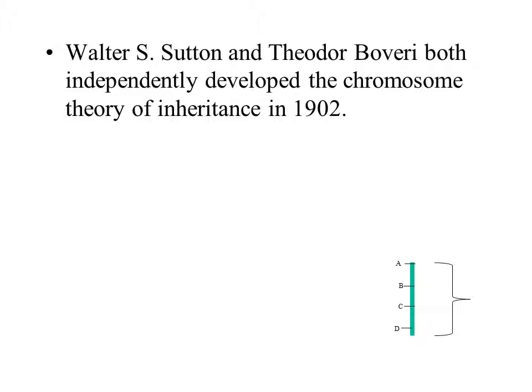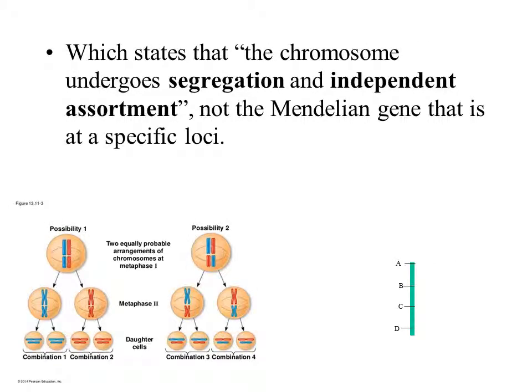Mendel proposed that these genes were moving. Alleles are variations of the gene. So that's what Mendel proposed. Now, these two guys proposed that not just the gene moved, but the actual chromosome moved. So their theory states that the chromosome undergoes segregation and independent assortment. So it is not Mendel's gene that is moving, it is the entire chromosome.